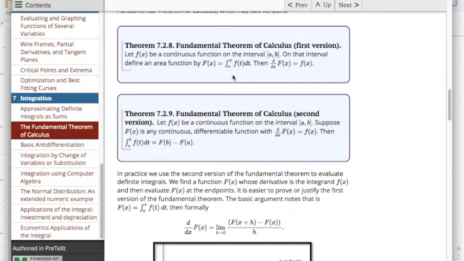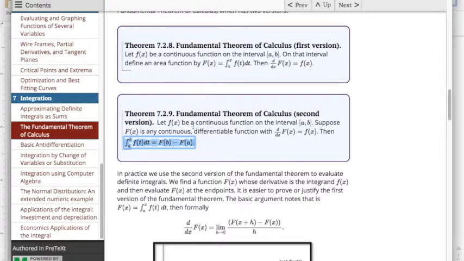One of the versions of the fundamental theorem of calculus says that if we define an area function as the area underneath a curve, then the derivative of the area function will be the function we started with. The other version says that if we start with a nice function, a continuous function on some interval, and we have any antiderivative, then we can use that antiderivative to evaluate the integral. We're going to use that in evaluating definite integrals.